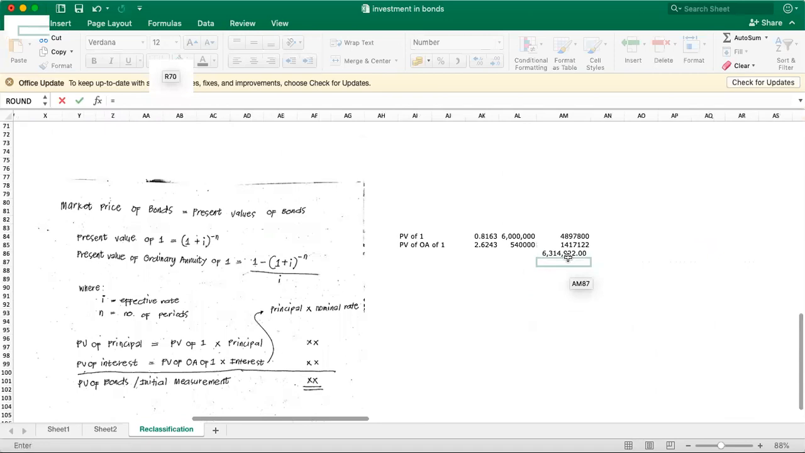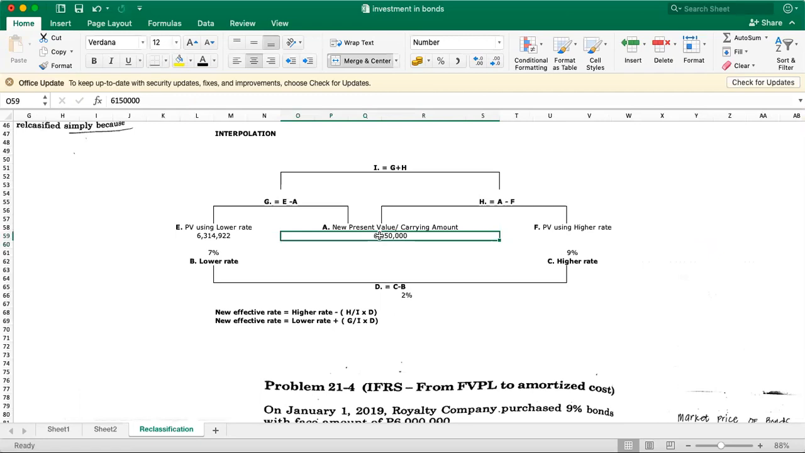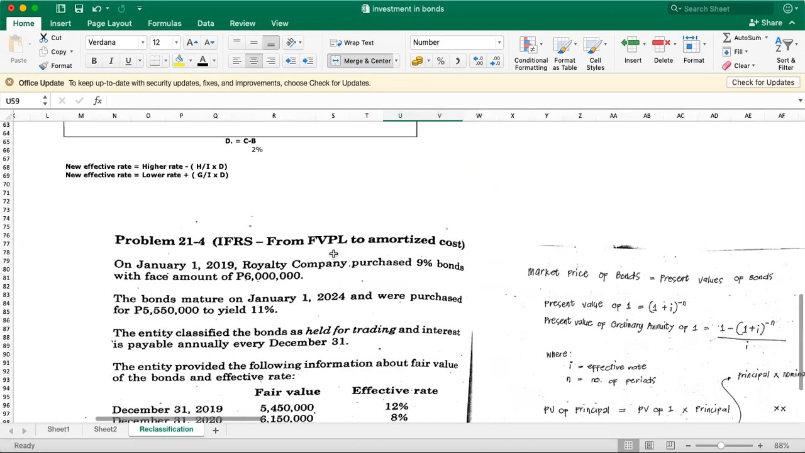Okay, kung titingnan nyo, we are looking for 6,150. But if we are using the 7% rate, ano yung present value yung makukompute natin? That's 6,314,922. That's higher compared to the 6,150. So we need to find another rate na mas mababa dito that would equal to 6,150. Kaya trial and error to. So let's use 9%, di ba? Let's compute 9%.